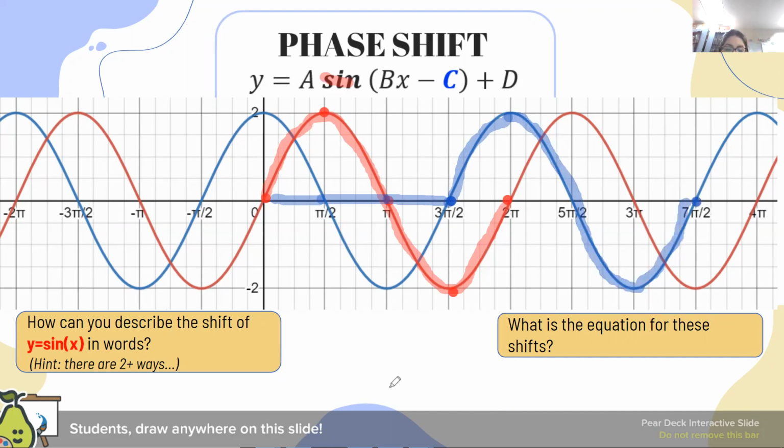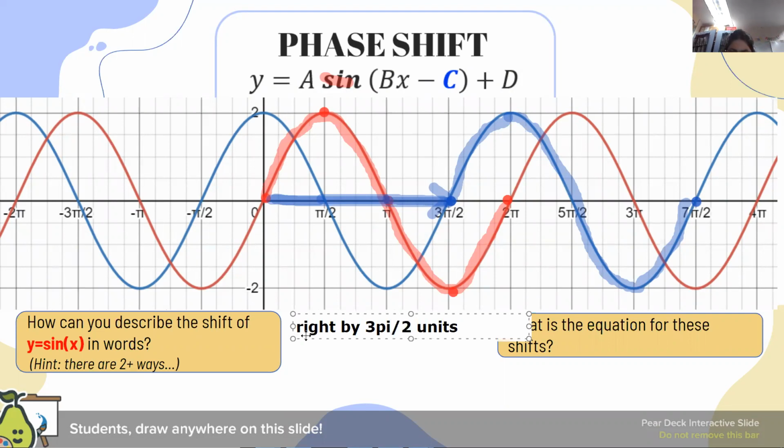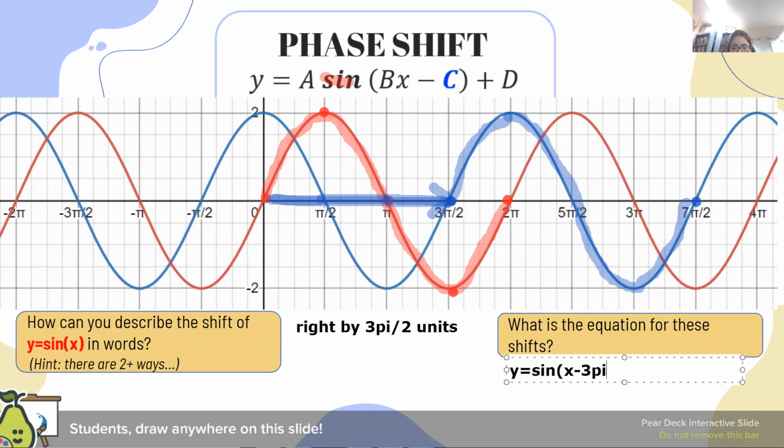So the length of this distance right here, when I start at 0 and go all the way to the right, 3 pi over 2, is one of the shifts. I can say that I shifted sine to the right by 3 pi over 2 units. And if I shift my equation 3 pi over 2 units to the right, it's still a sine graph, but we're going to do x minus 3 pi over 2.